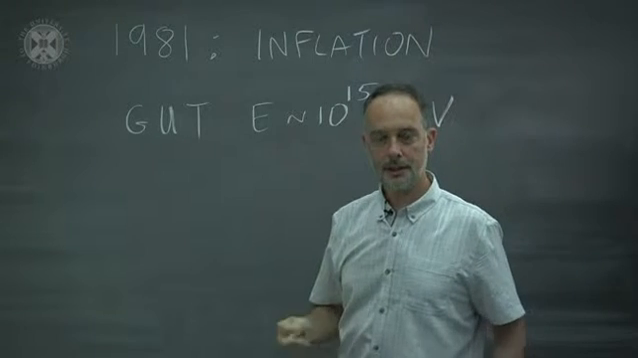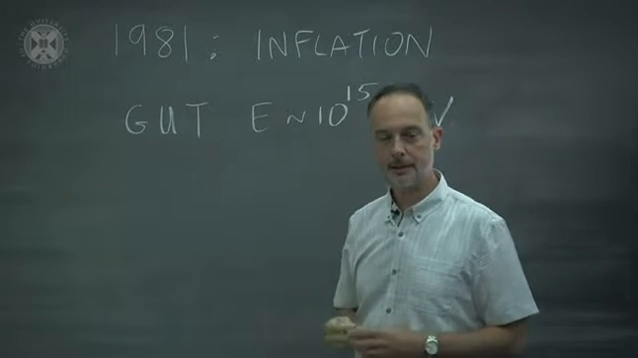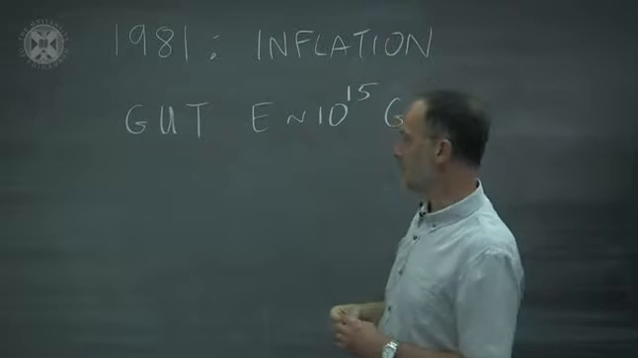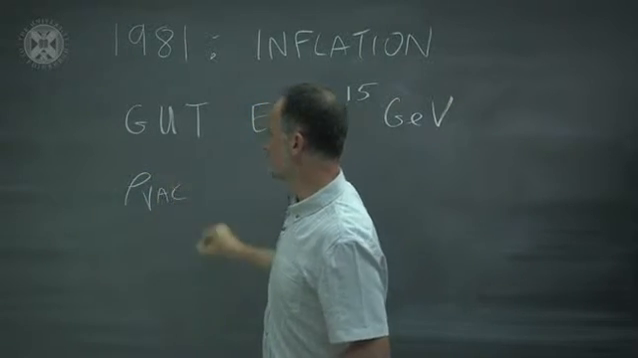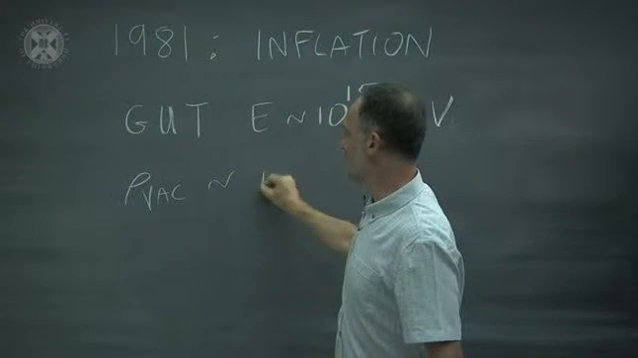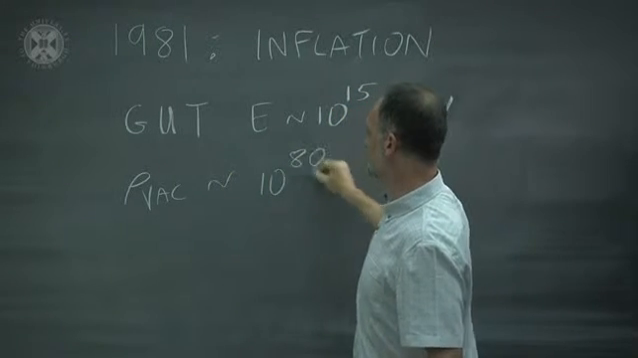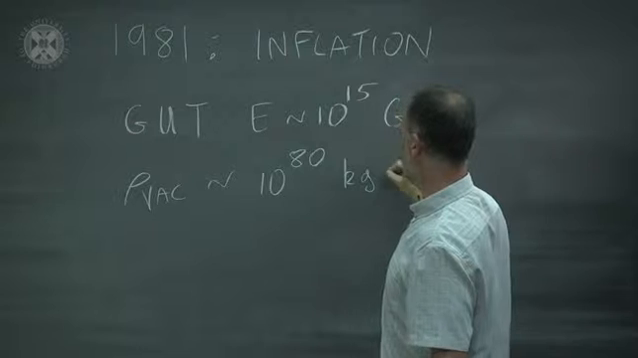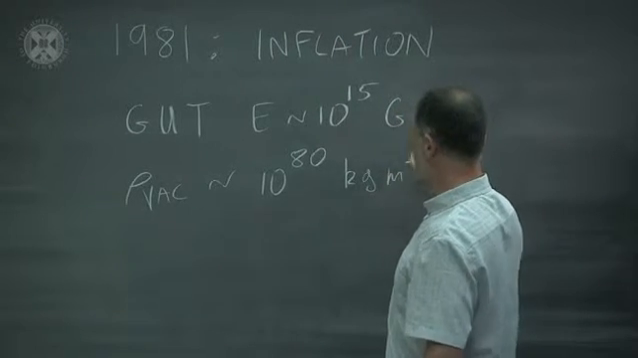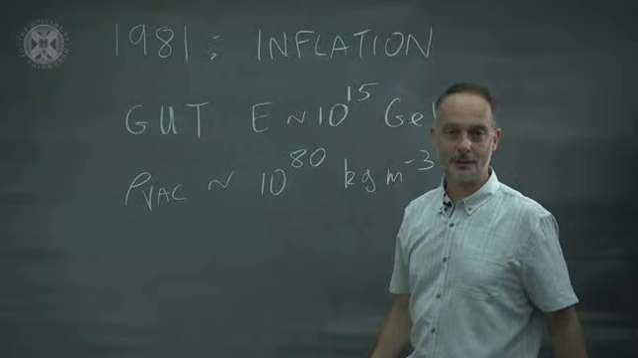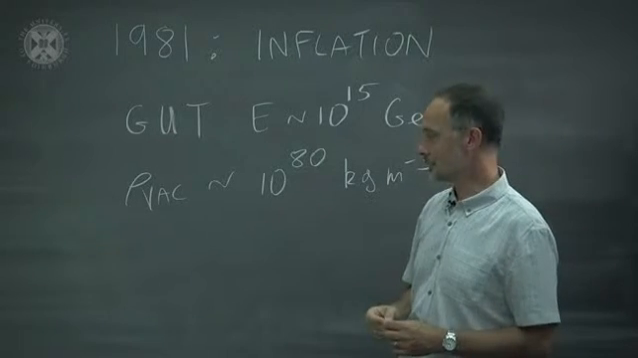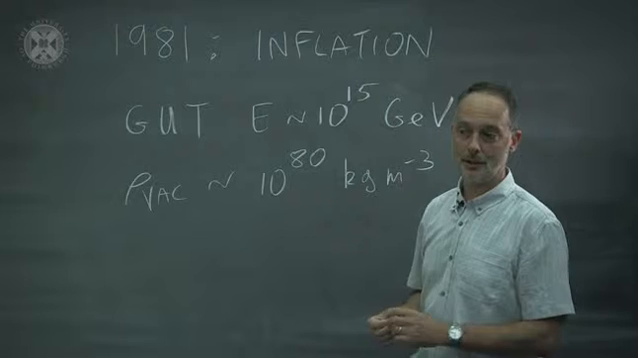And he was thinking about the existence of fields like the Higgs field at that time and realizing that they might be able to dominate. If they did, the energy density would be something like 10 to the 80 kilograms per cubic meter, which is around over 100 powers of 10 different from the value that we actually measure today. So this is really, really large.